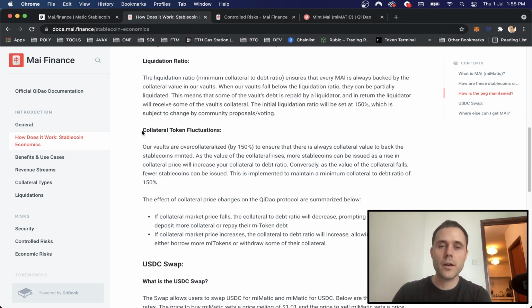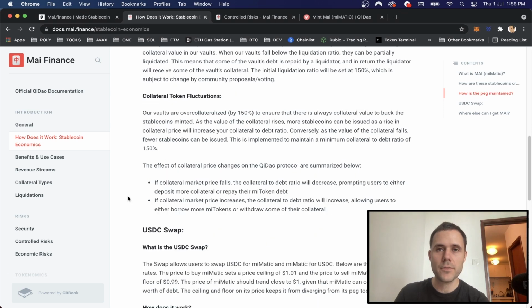So again here, the collateral token fluctuations. We're talking about the over collateralization, the 2/3 that we went over before, 150%. What happens if the collateral price changes? So if the collateral market price falls, the collateral to debt ratio will decrease, prompting users to either deposit more collateral or repay their token debt.